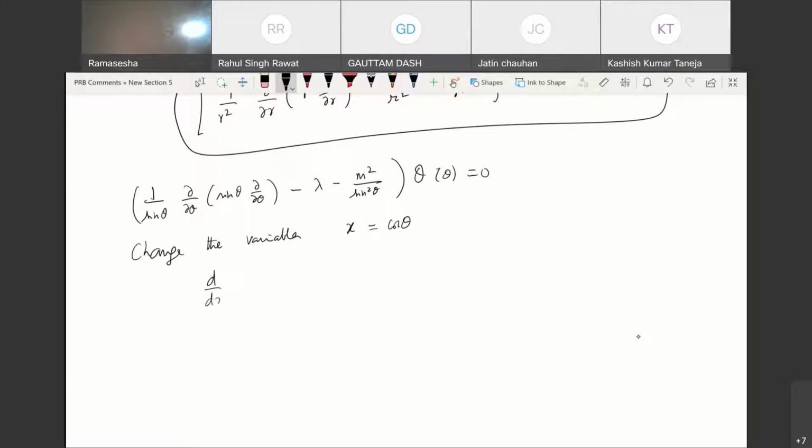d by dx, 1 minus x squared, and d by dx, plus minus m squared over 1 minus x squared, this times y of x. Okay, so theta of theta will now become y of x because that's the variable. Okay, now so this is the point here.